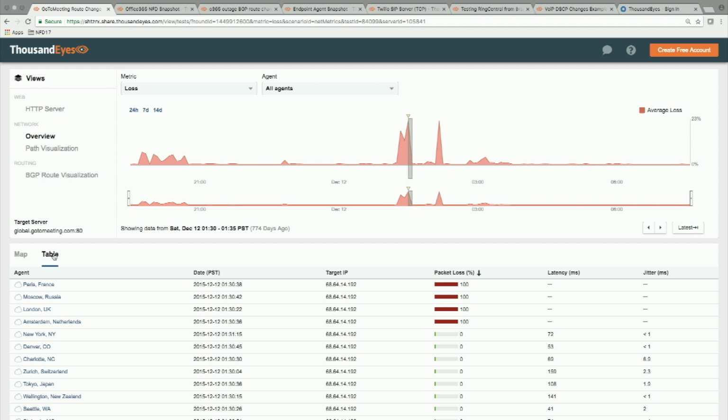So I've already started to understand the scope of my problem. It looks like it's isolated to some locations in Europe. I don't quite yet know what's going wrong, but we have a few more tools at the ready to help us understand that.